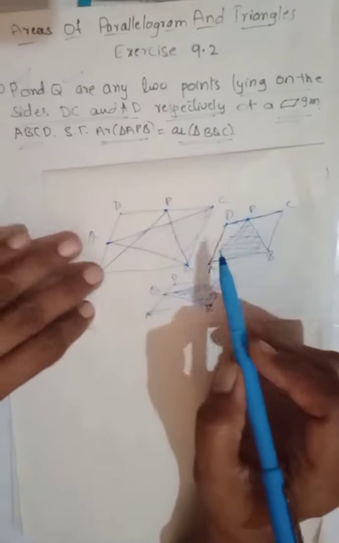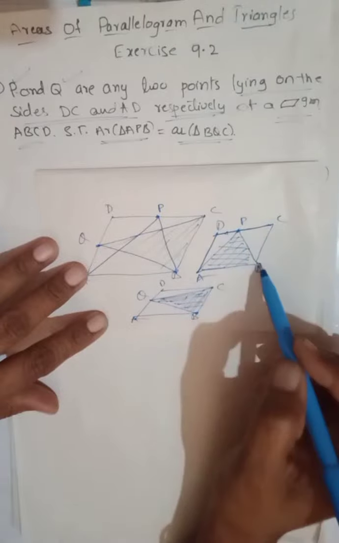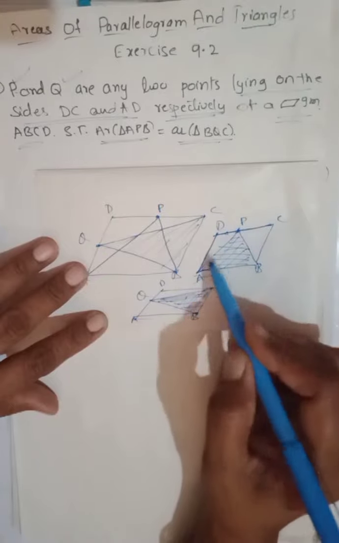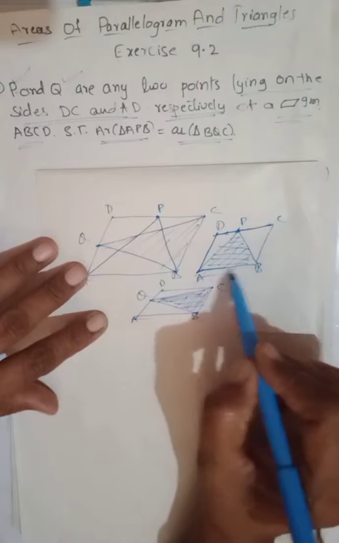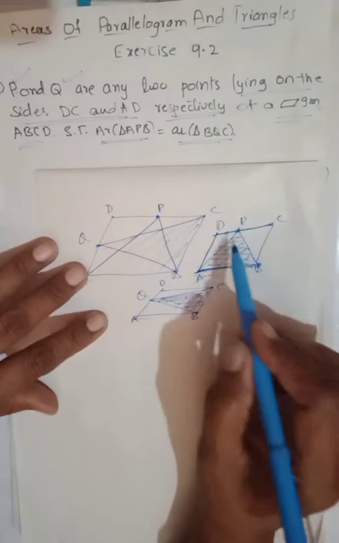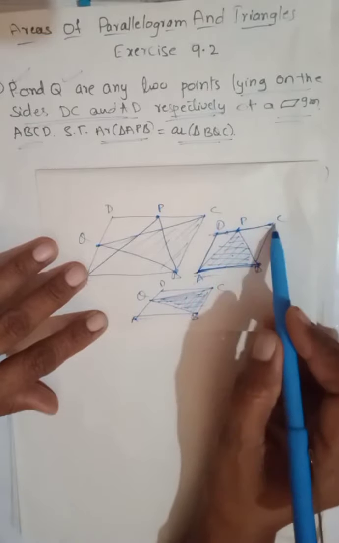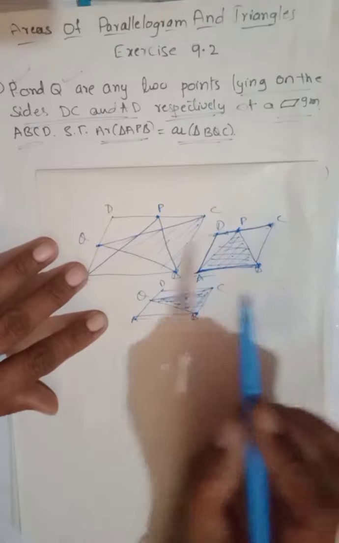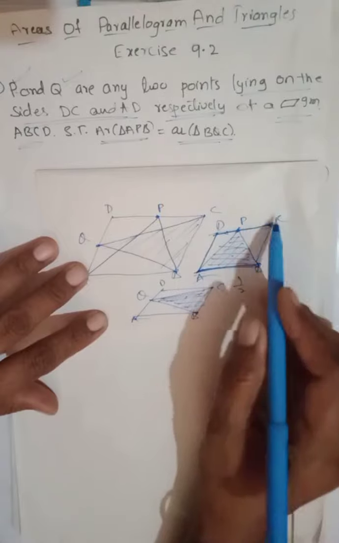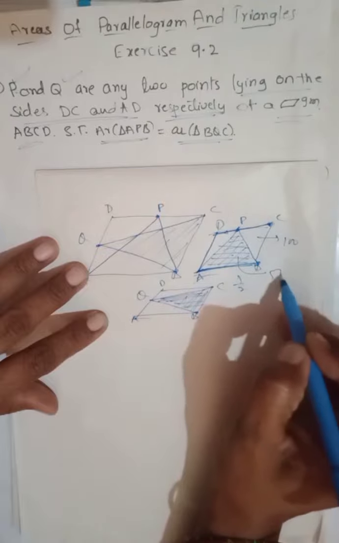See children, these two triangles' areas you have to show equal. When you look at this triangle and the parallelogram, as we showed in the previous problem, the area of this triangle is half the area of this parallelogram. Why? Because if a triangle and a parallelogram stand on the same base and between the same parallels, the area of the triangle is always half the area of the parallelogram. If the area of the parallelogram is 100, then the triangle is 50.